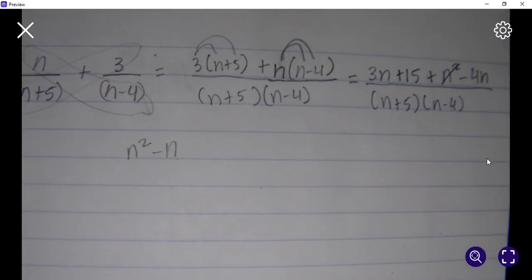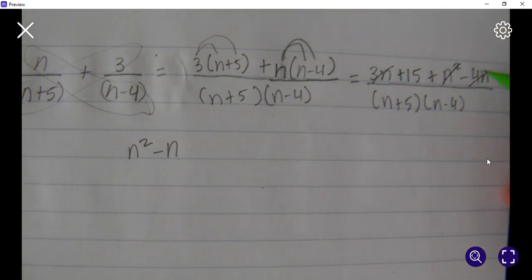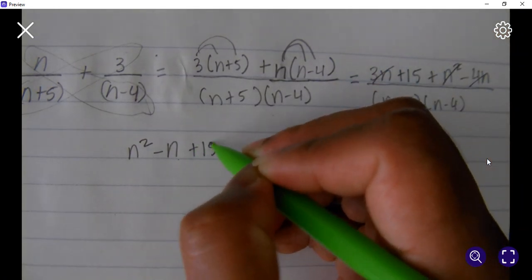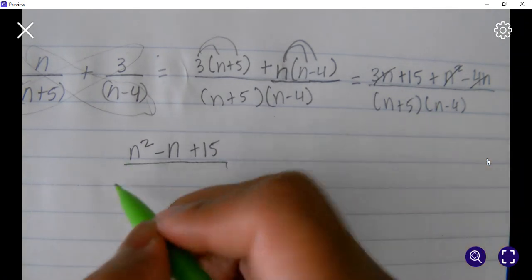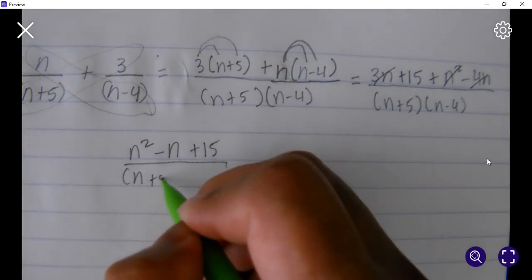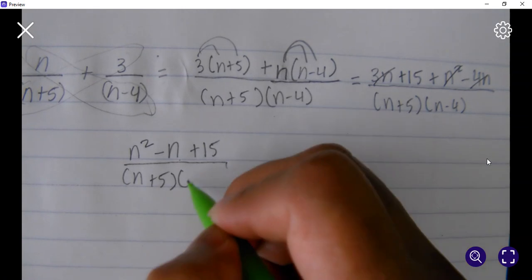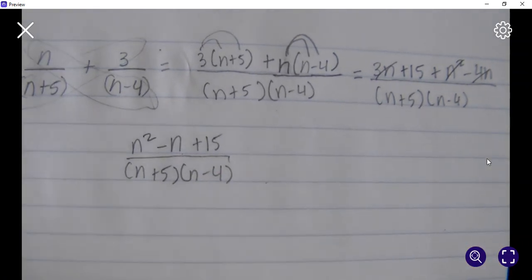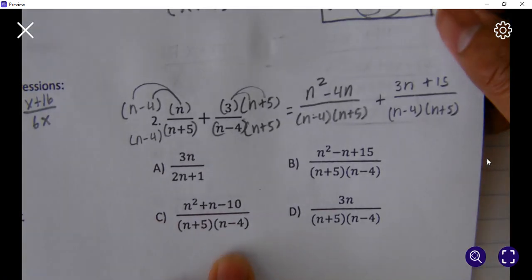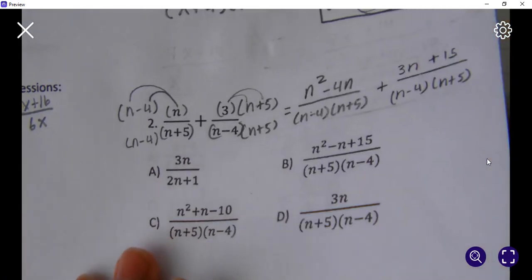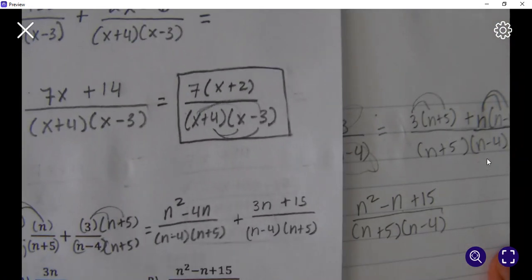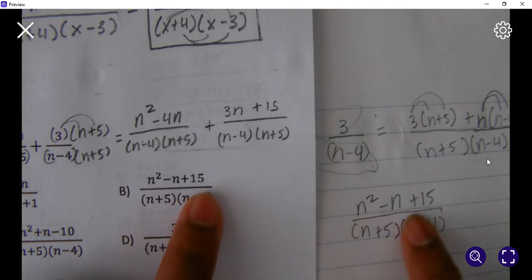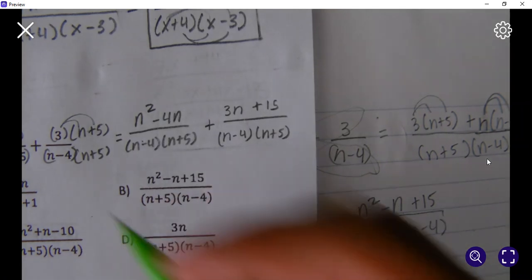Okay. And then you have here, so those two are gone. And then you have plus 15. Okay. And then you have this. You have n plus 5. And then you have n minus 4. Okay. And then when I look on my answer choice, I probably don't see that anywhere. Maybe I do. N squared minus n over 15 and plus 5. There it is. It's B.